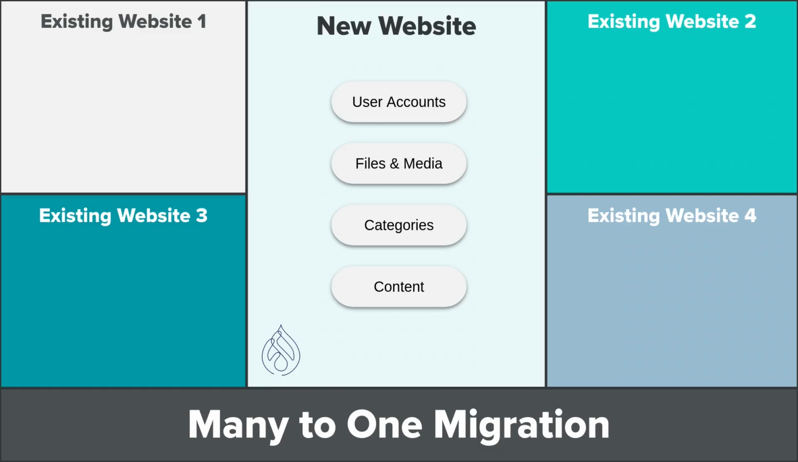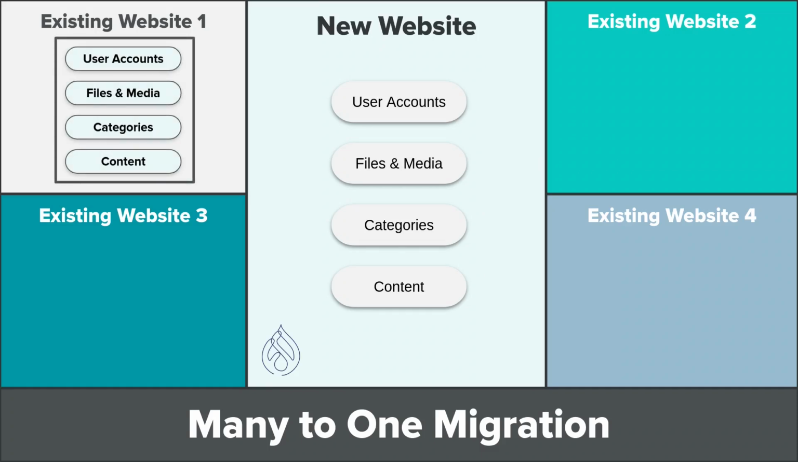So where do you begin? The first place to begin is a content audit of your existing sites, starting with website 1. Website 1 has user accounts, content, fields, categories, business logic. Once you've determined what you have for website 1, you repeat for website number 2. Oh, sorry. Then you create a mapping from website 1 to the new content model.